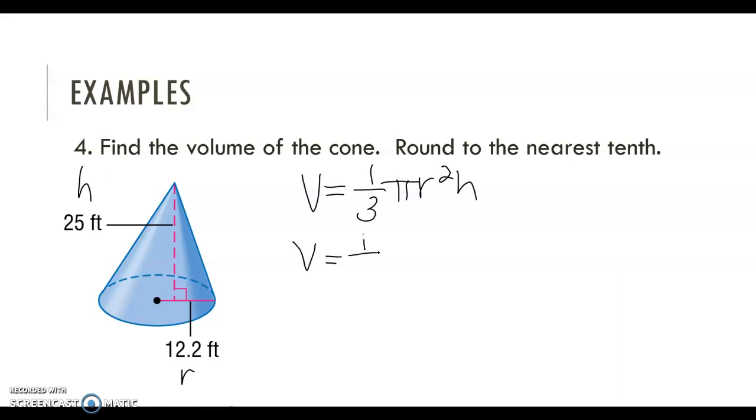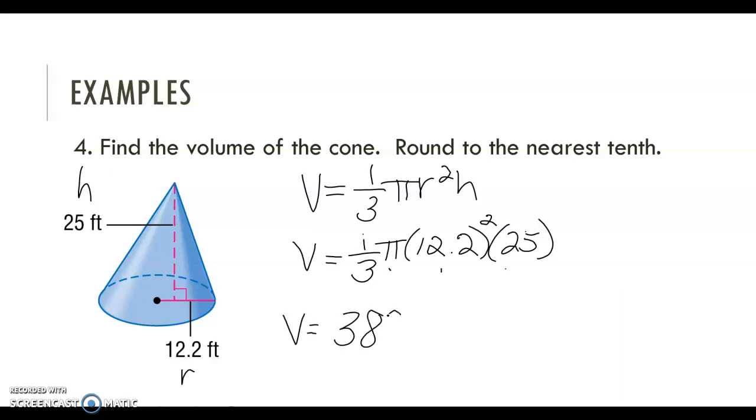Let's go ahead and substitute in. So 1/3 pi, the radius is 12.2, and the height is 25. Again, you can type this all into your calculator. You can either put the 1/3 in parentheses, or you can multiply pi times 12.2 times 25, and then just divide by 3. Same thing. Either way, oh, I forgot my squared on my radius. There we go, 12.2 squared. Don't forget that. Either way, we should get 3,896.6 cubic feet for volume.